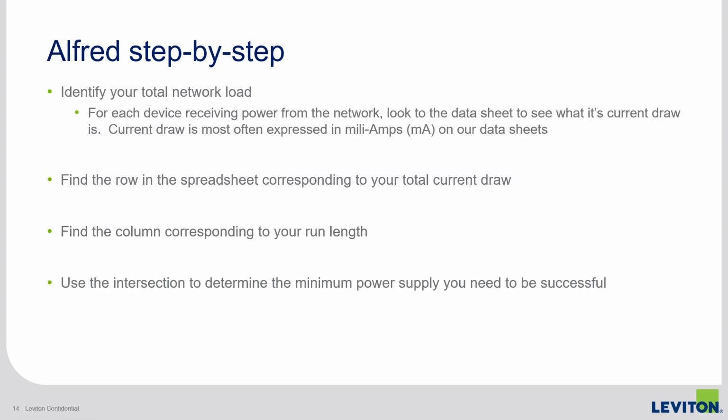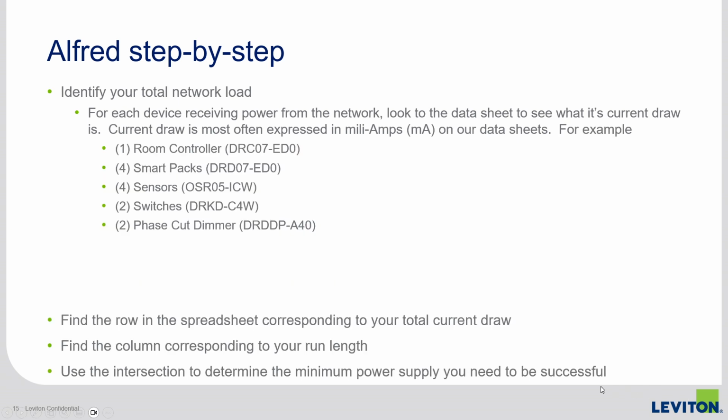So let's walk through an example here. So the step-by-step. First, you're going to identify your network load. Okay, so that's really add up the current draw of all the devices on your network. That's your total network load. Next, you're going to find the row in your spreadsheet corresponding to the current draw. Then find the column corresponding to your run length. And finally, use the intersection of those 2 points to determine the minimum power supply you need to have a successful, reliable system. All right, let's work through all of those steps.